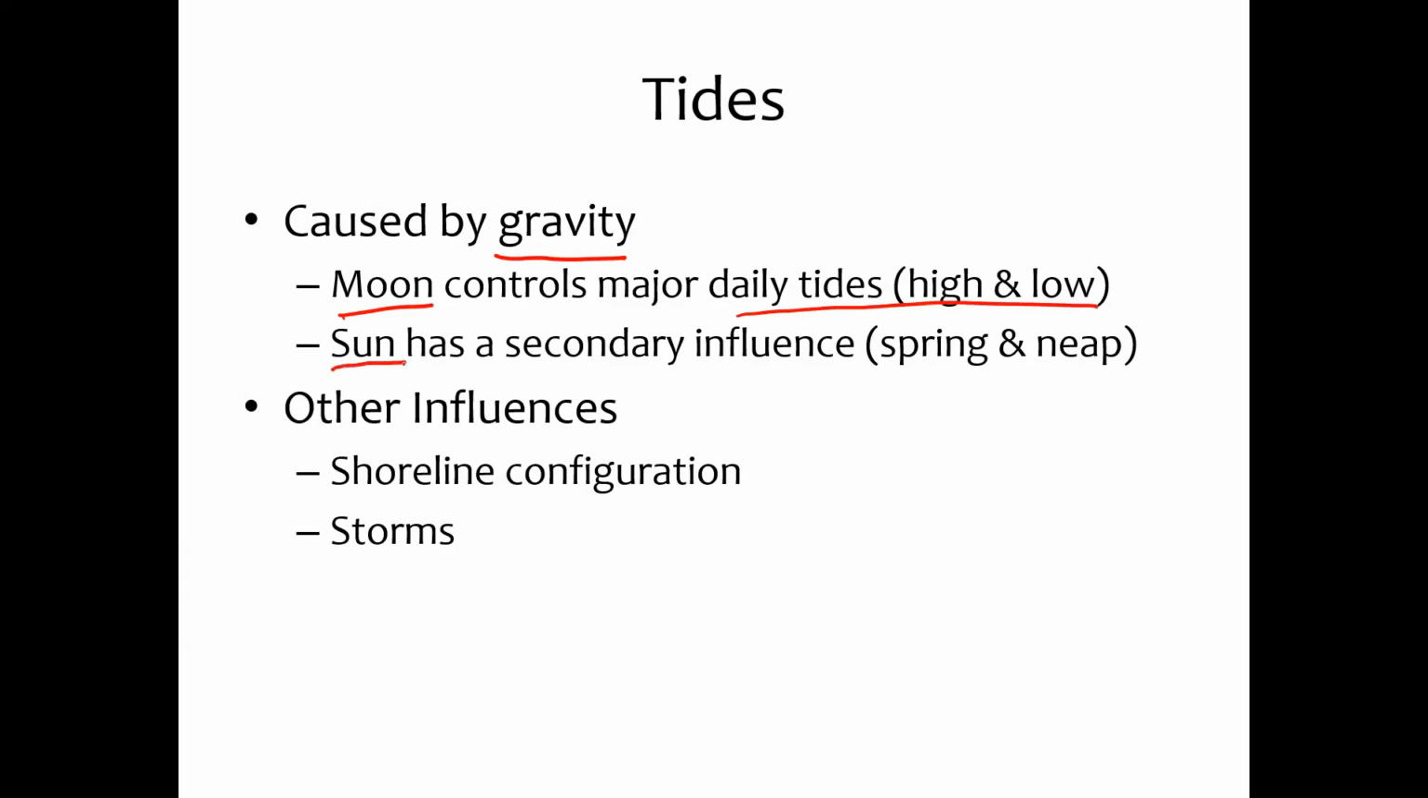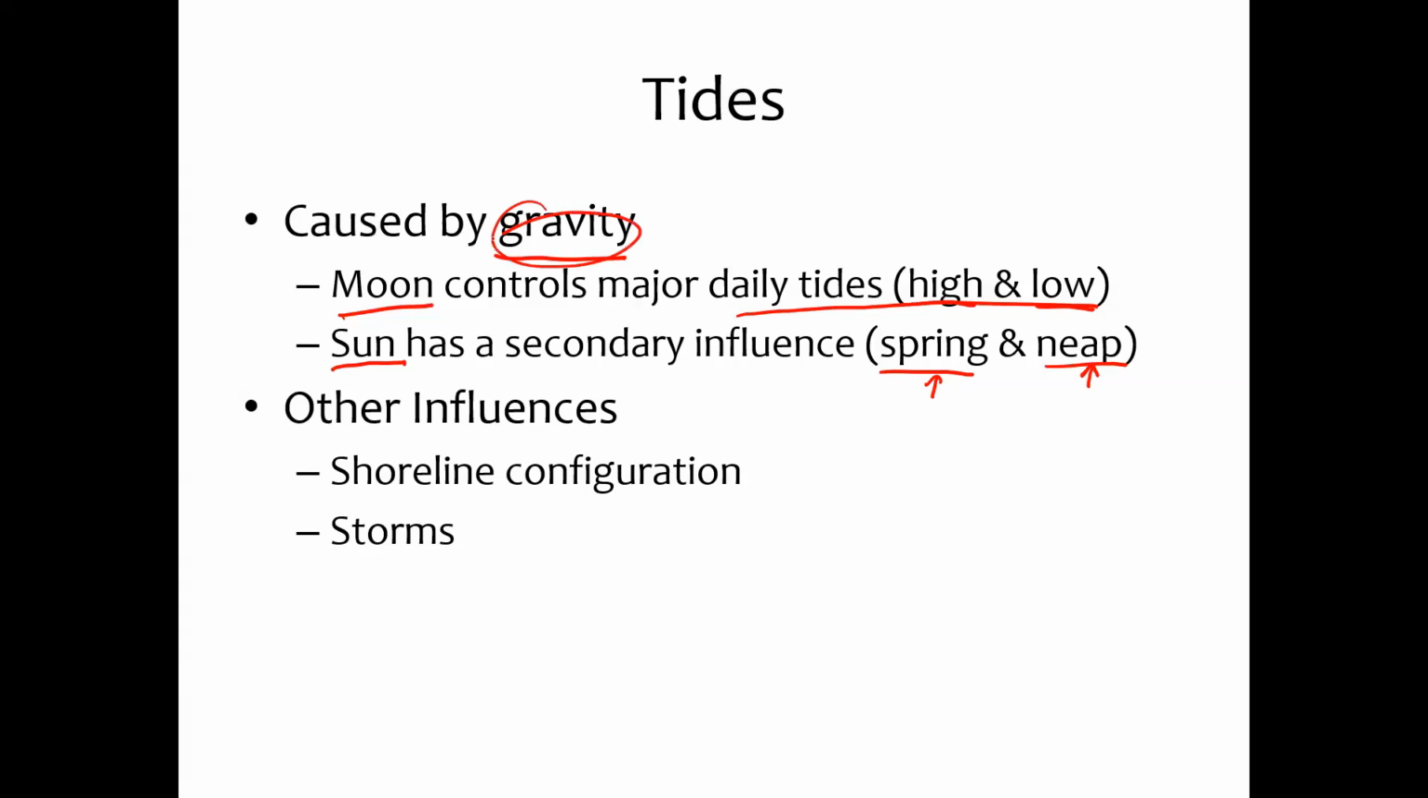Then the sun itself is going to have a secondary influence on those, and it regulates how high the high tides are and how low the low tides are, and creates what we call spring and neap tides. So spring tides are when there's a big gap between high and low tide, and neap tides are when there's a smaller gap. And the sun is what modulates those, both of them working through the force of gravity.